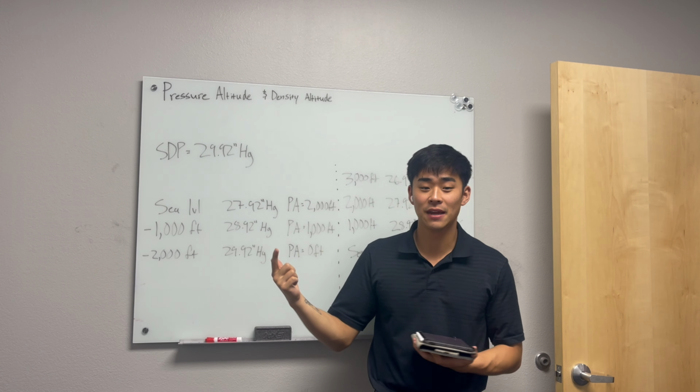Now, before we get into density altitude, we first have to understand what factors affect air density and how that affects our aircraft. We have 3 factors that affect air density, and that's going to be pressure, temperature, and humidity.